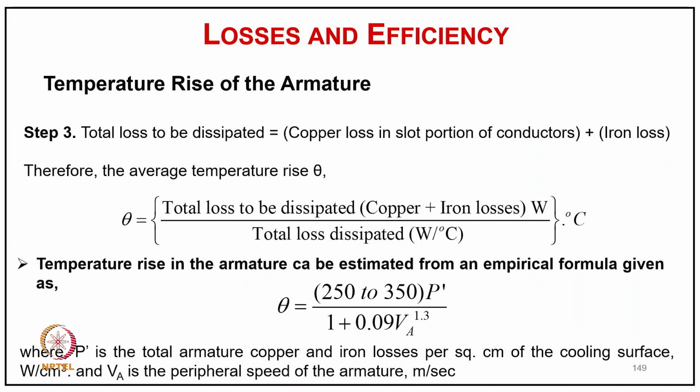Now as step 3, the total loss to be dissipated equals the copper loss in the slot portion of the conductor plus the iron loss. Therefore the average temperature rise theta equals the total loss to be dissipated, copper plus iron losses in watts, divided by the total loss dissipation in watts per degree Celsius. The temperature rise in the armature can be estimated from the empirical formula theta equal to 250 to 350 P dash divided by 1 plus 0.09 VA to the power 1.3, where P dash is the total armature copper loss and iron loss per square centimeter of the cooling surface in watt per square centimeter, and VA is the peripheral speed of the armature in meters per second.